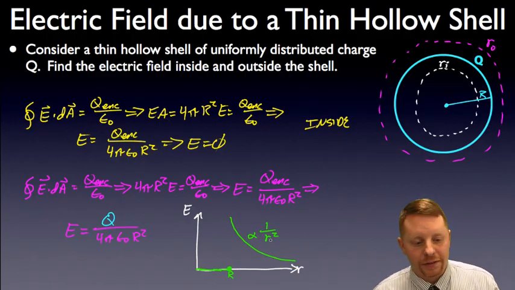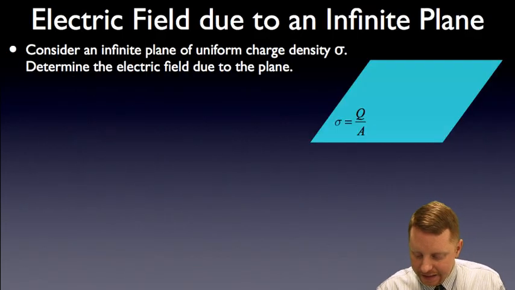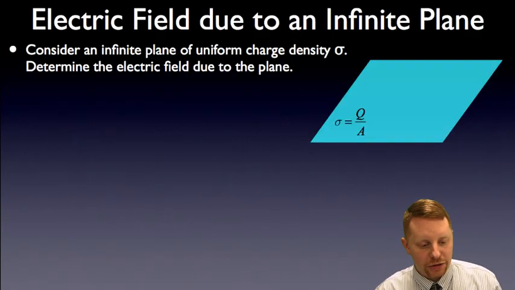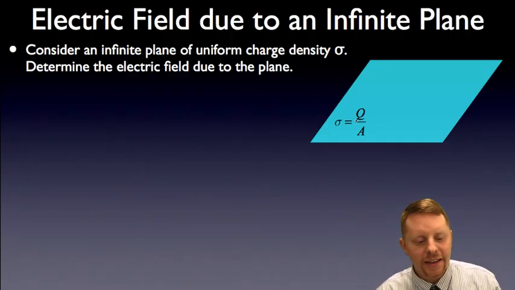So there's our first application of Gauss's law, using it to find the electric field due to a thin, hollow shell, both inside and outside the shell. Now let's take a look at a second application where we want to find the electric field due to an infinite plane. We'll consider an infinite plane of uniform charge density sigma with total charge Q over A. Find the electric field due to the plane.